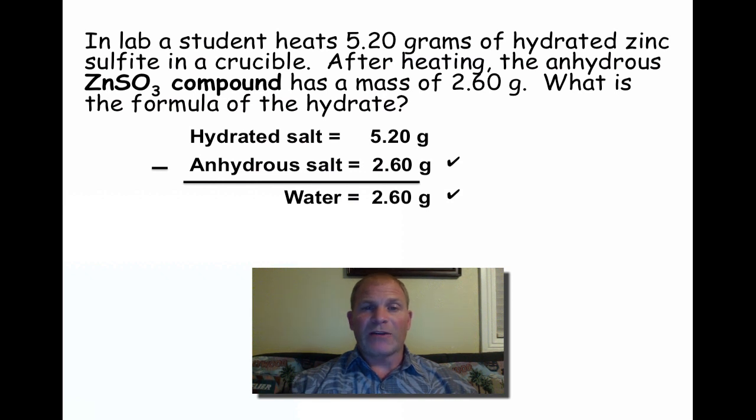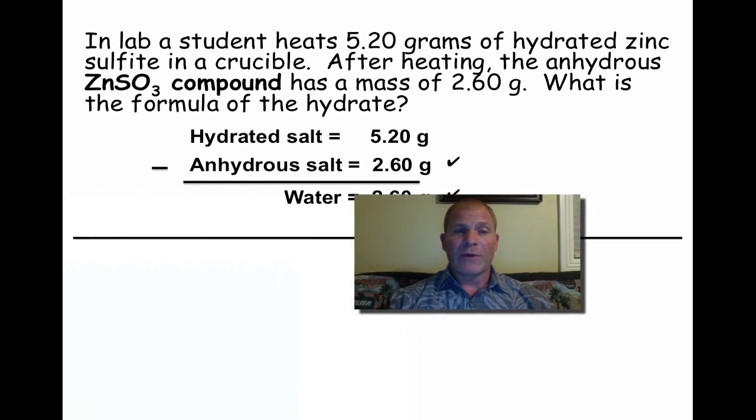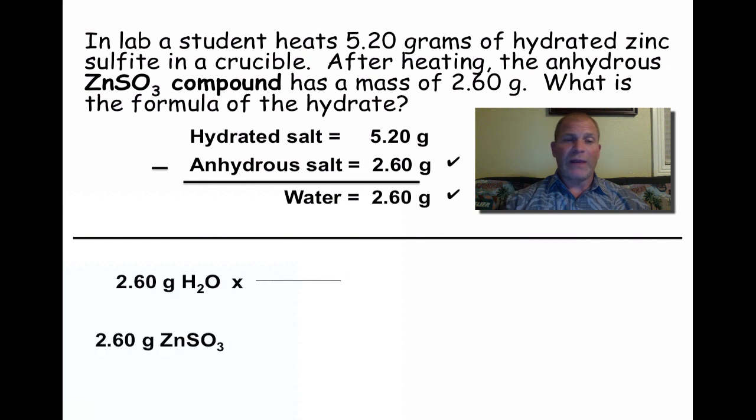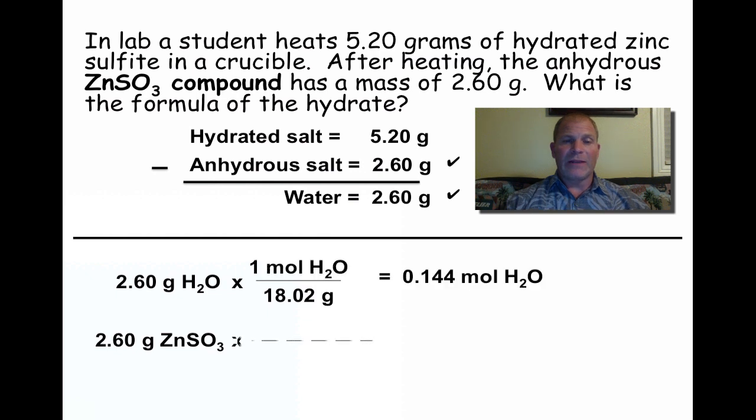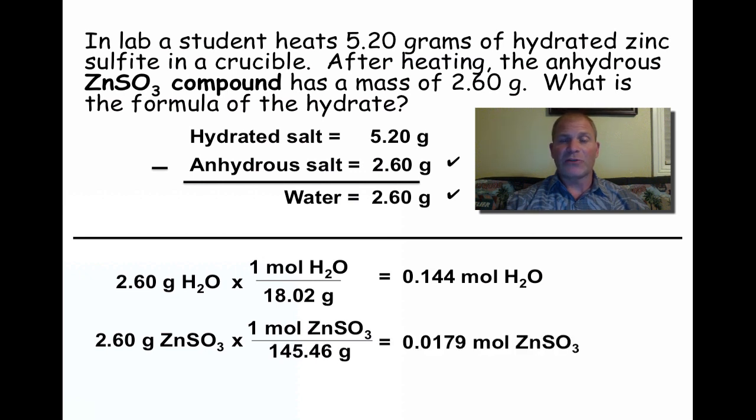Well, the problem right now is both my salt and water are in grams. So to get from mass to moles, we use molar mass. We get that from the periodic table. Water weighs in at 18.02 grams. That's one oxygen at 16 and two hydrogens at 2.02. And then my zinc sulfite, I add up 1 zinc, 1 sulfur, and 3 oxygens, and it weighs in at 145.46 grams per every mole. I change that also to moles.